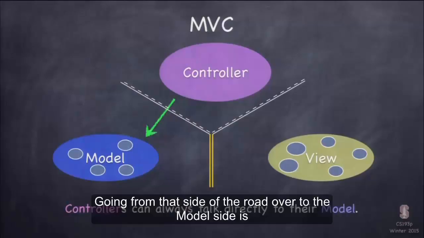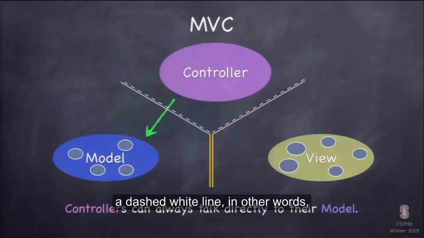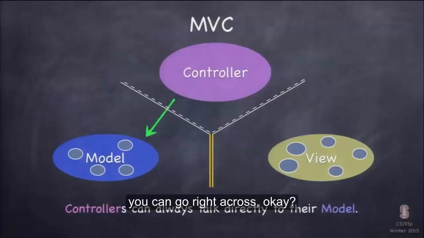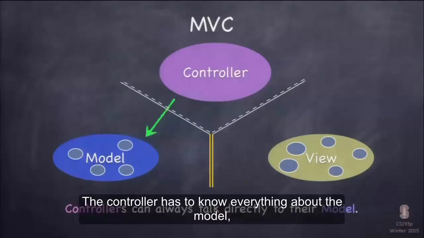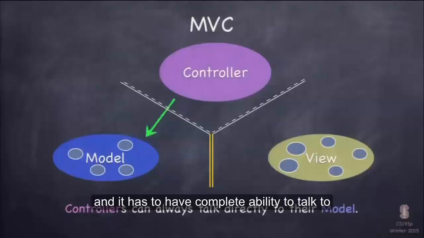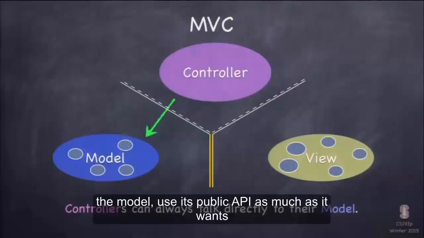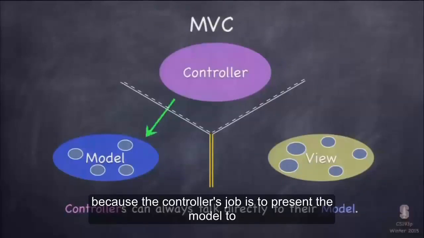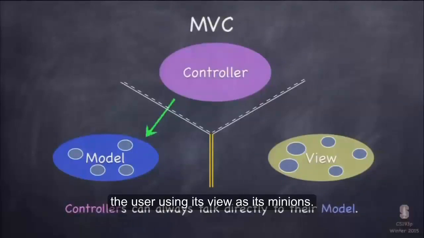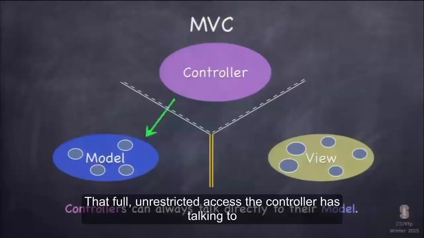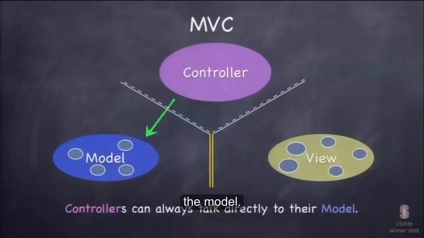Well, going from that side of the road over to the model side is a dashed white line. In other words, you can head right across there. Probably want to look before you go, but you can go right across. The controller has to know everything about the model, and it has to have complete ability to talk to the model, use its public API as much as it wants, because the controller's job is to present the model to the user using its view as its minions. So it has to have this access. So that's full unrestricted access the controller has talking to the model.